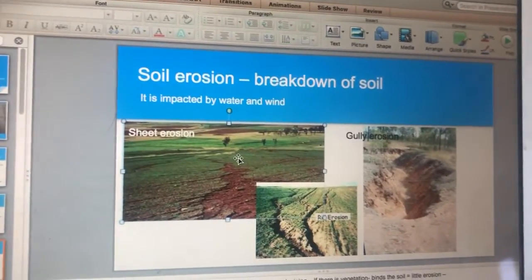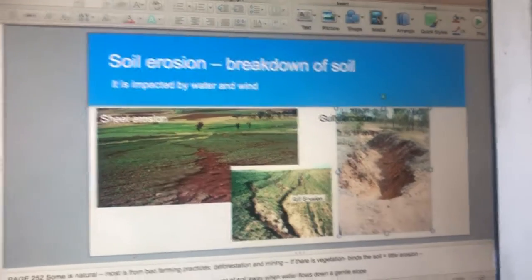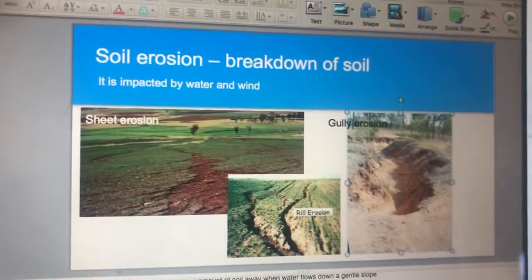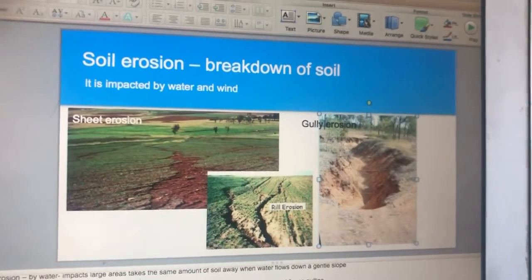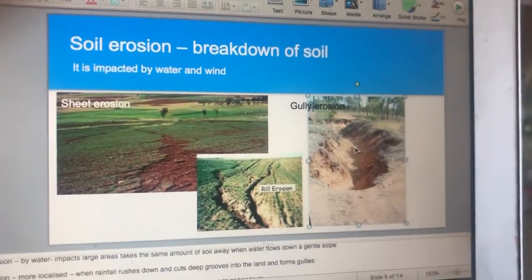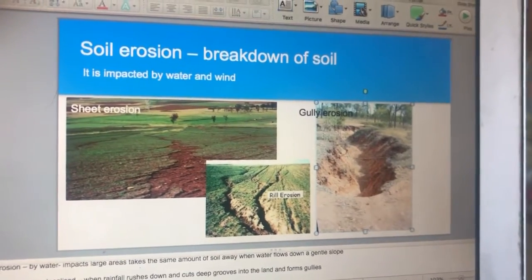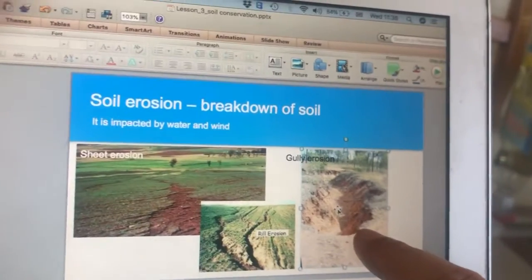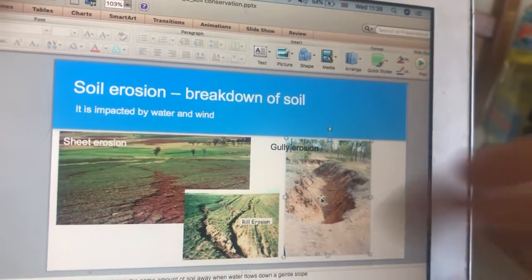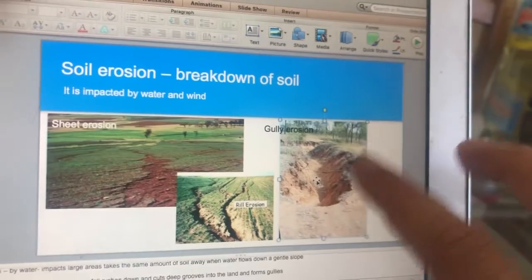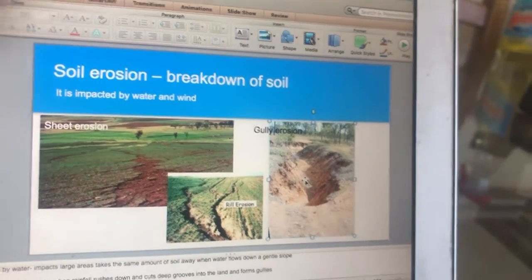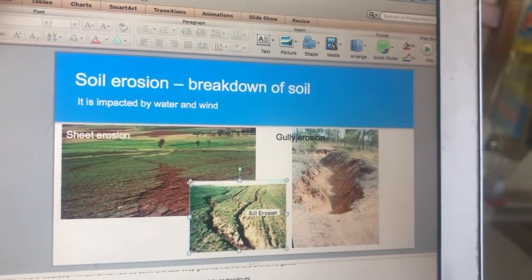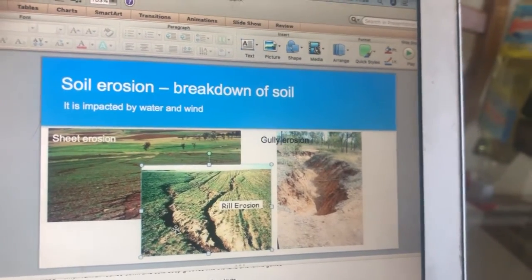There are larger areas. The second one we're going to look at is gully erosion. Now, you're going to know what gullies are from the desertification we did, but this is more localized. As you can see, it's just a smaller area. Like this is over a whole field, this is over a smaller area. The rainfall rushes down, cuts deep grooves into the land and forms gullies, okay? And the last type here is rill erosion, which is even smaller. It's kind of like gullies, but much smaller.